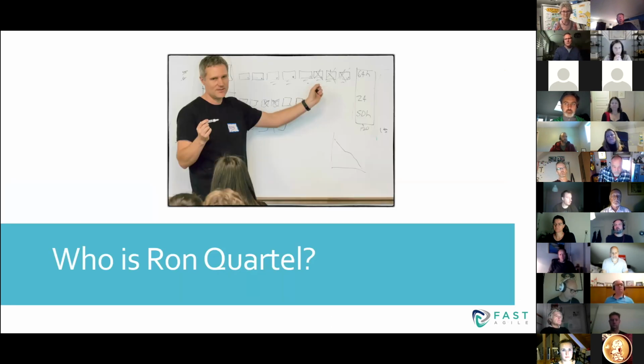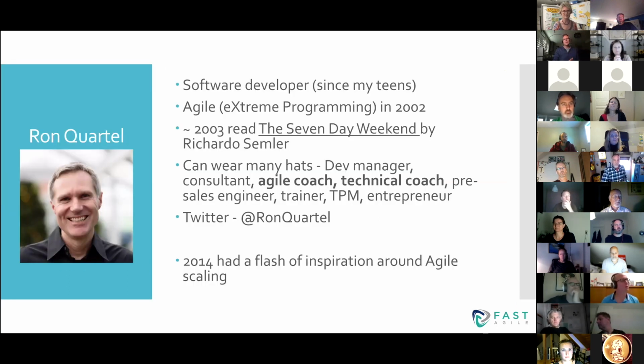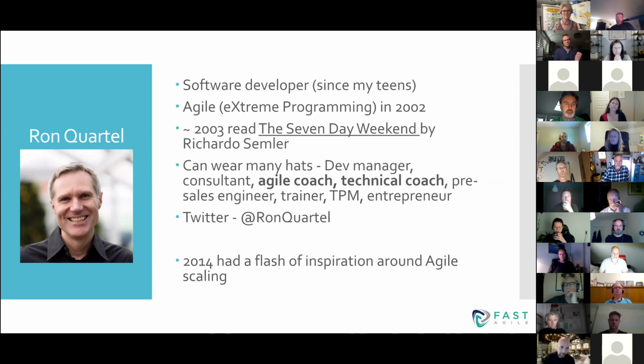So who is Ron Quartel? I'm a software developer. I have been since my teens. I guess it's still in my blood. In 2002, I learned about Agile when my team moved to extreme programming. I fell in love with Agile. I promised myself I'd only ever work in Agile environments ever again, and I've stayed true to that.